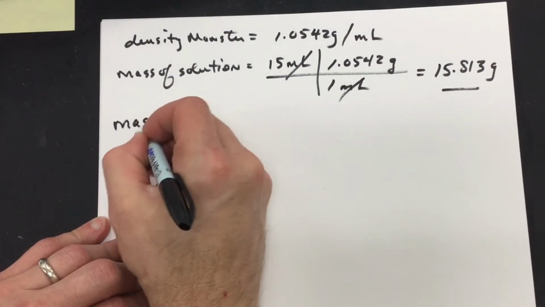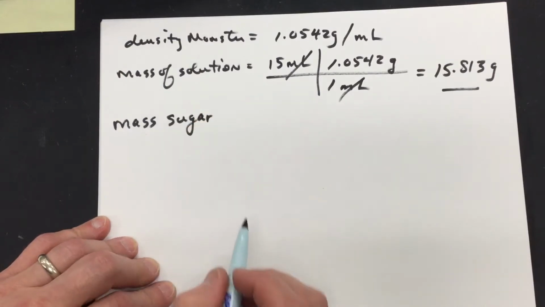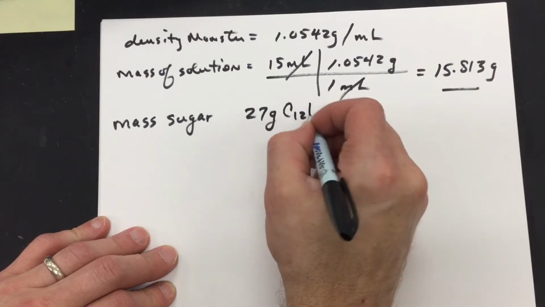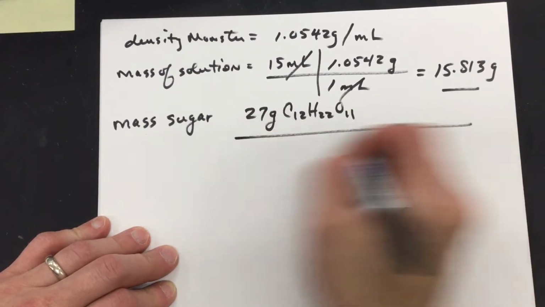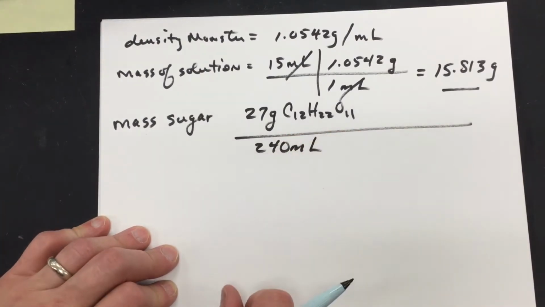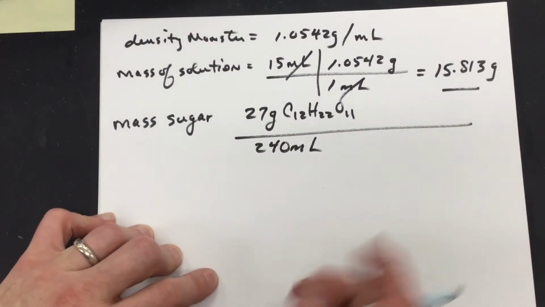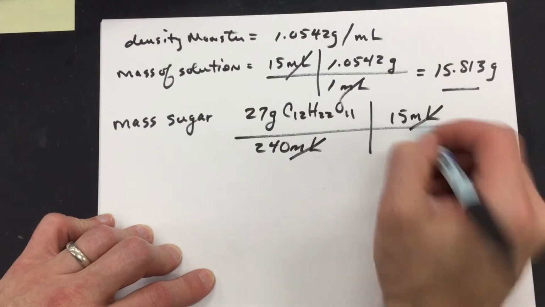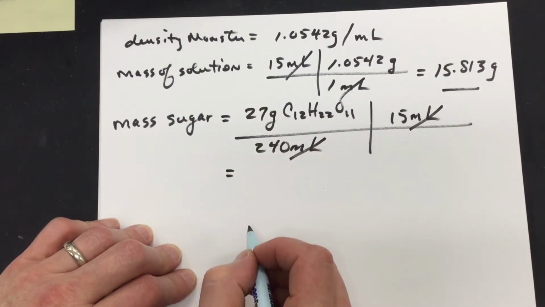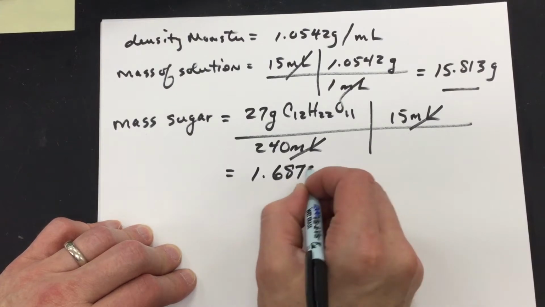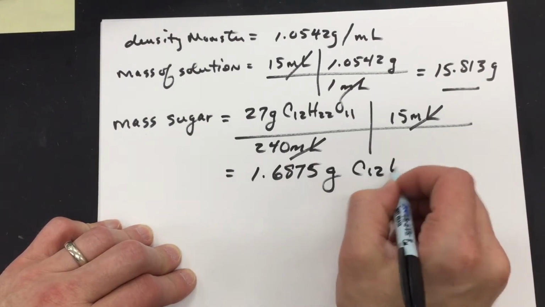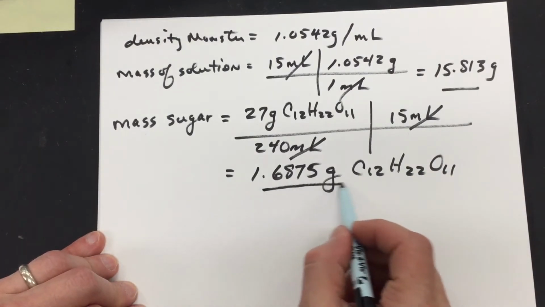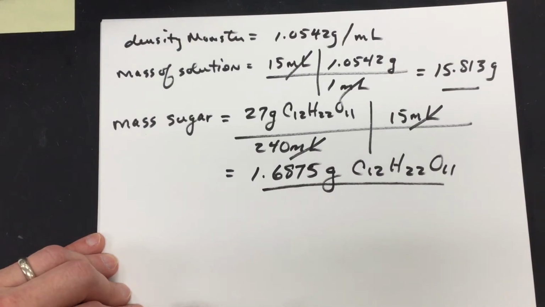To find the mass of the sugar in that solution, we can use the can. The can said you have 27 grams of sugar, C12H22O11, in 240 milliliters. So that's right from the can. If I was to multiply that by my 15 ml sample that I tested, that would give me the mass of sugar. And that mass of sugar is 1.6875 grams of C12H22O11. I'll need to use that when I find the moles, because that will allow me to find the molality.